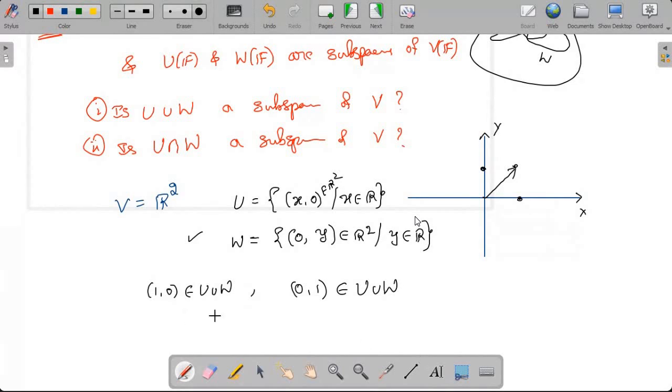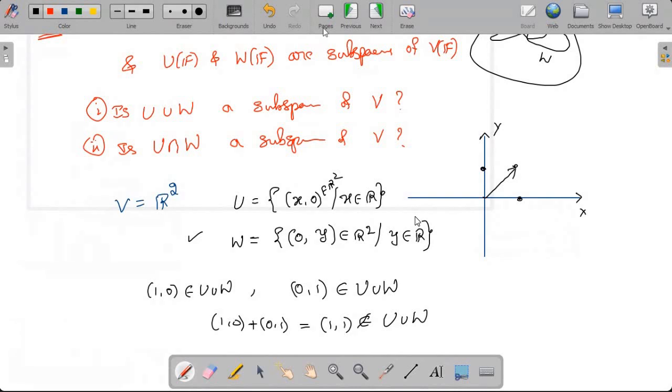Now, when you add these two, that is (1, 0) plus (0, 1), you'll get (1, 1). All right. Now this (1, 1) doesn't belong to U union W. Why? Because it is neither on the x-axis nor on the y-axis. So therefore, the union of two subspaces, in this example, is not a subspace. But is it true always? Can I say that the union of two subspaces is always not a subspace?